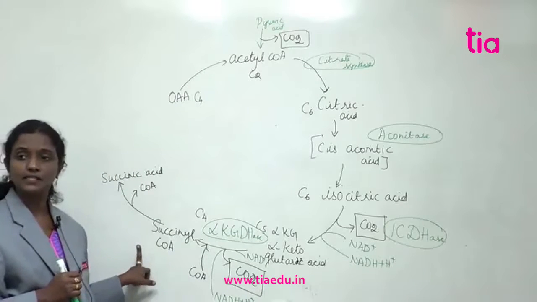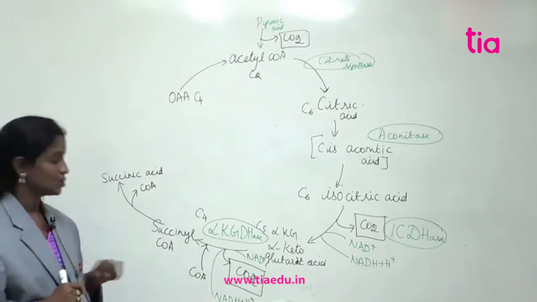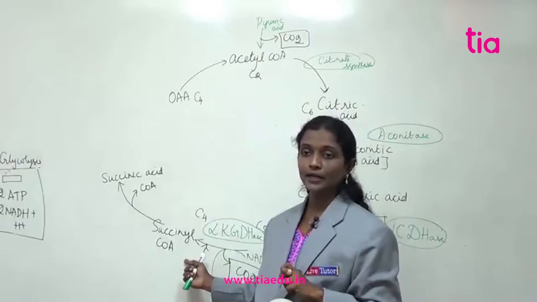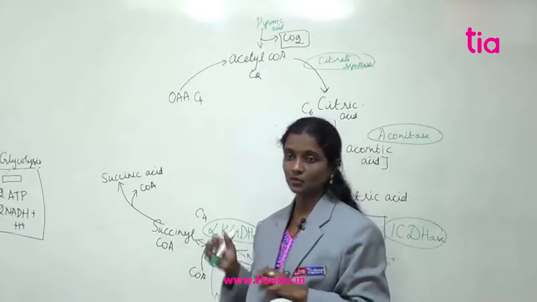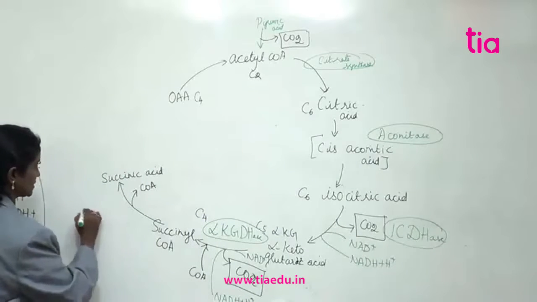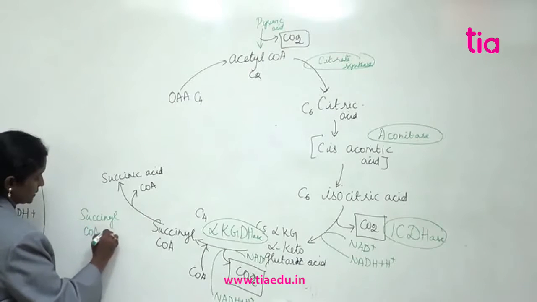And here we are getting succinyl-CoA out of it, right? Succinyl-CoA is going to become succinic acid. So CoA comes in, CoA goes out. Then the next enzyme is going to be succinyl-CoA synthetase.